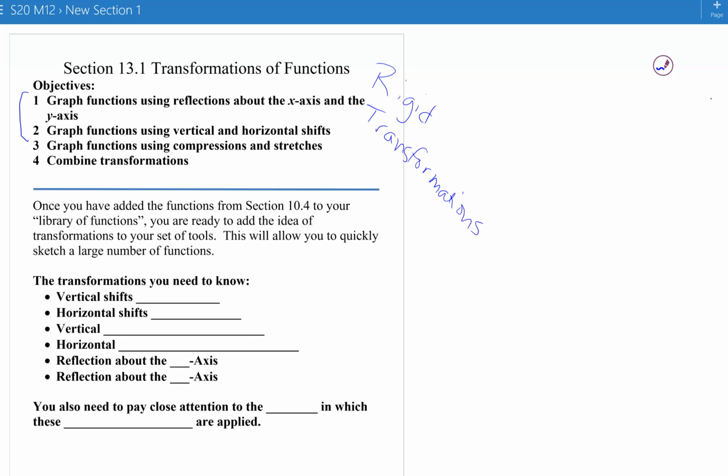But then you can probably tell by the name of the third one that if you're compressing and stretching, you're changing the shape of the graph. So once you have all those functions from section 10.4, and you have your library of functions that you're really familiar with, then we need to add the idea of transformations, and this will multiply by many times the number of graphs that you're able to just sketch quickly, and you'll find this a really useful skill.